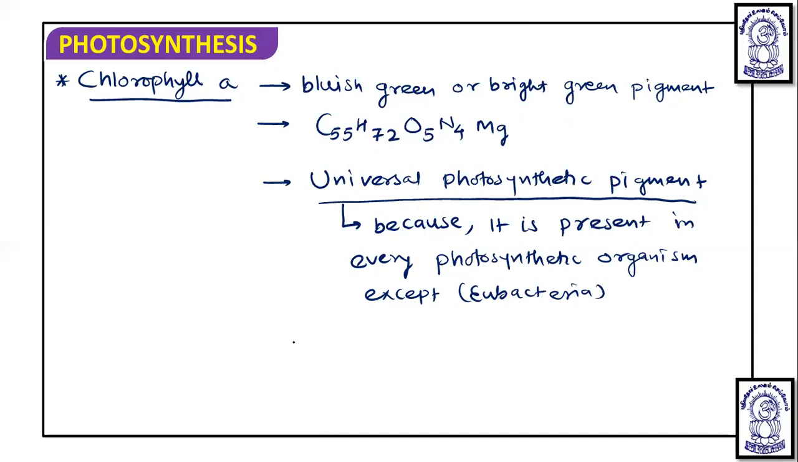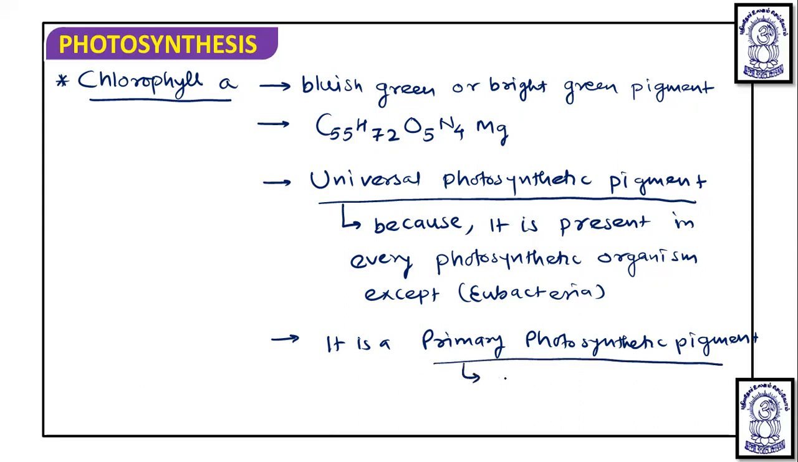Apart from this, chlorophyll A is also considered a primary photosynthetic pigment. Here also the question is why it is known as primary photosynthetic pigment. Because the primary reaction, which involves the conversion of light energy into chemical energy, that is light reaction, is mediated by the chlorophyll A molecule because it acts as a reaction center. So in the reaction center, when chlorophyll A is present, it converts light energy into chemical energy.